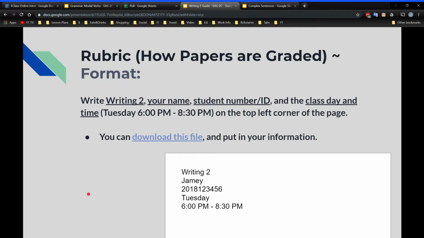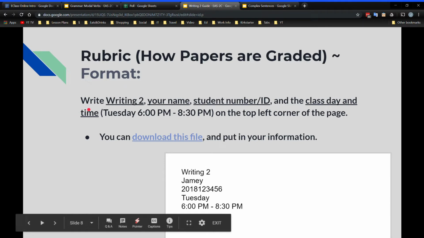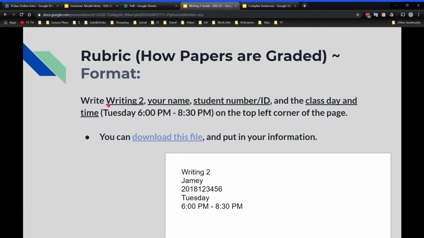The next part that you'll be graded for is the format. So on your paper at the very top, it should say Writing 2, your name, your student number or student ID, and the class day and time. So for example, Tuesday 6 p.m. to 8:30 p.m. on the top left corner.